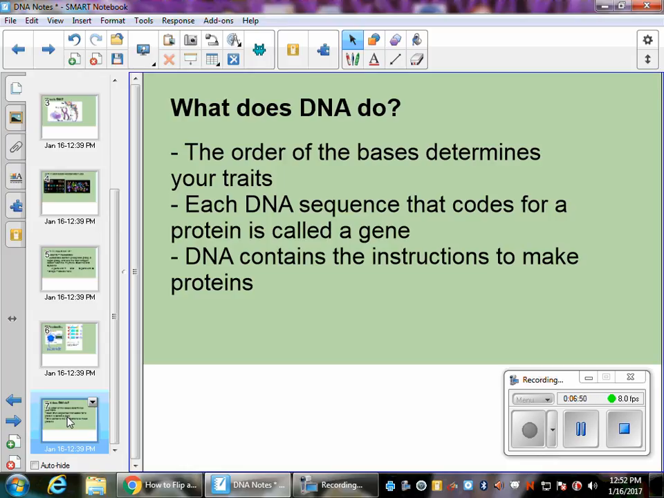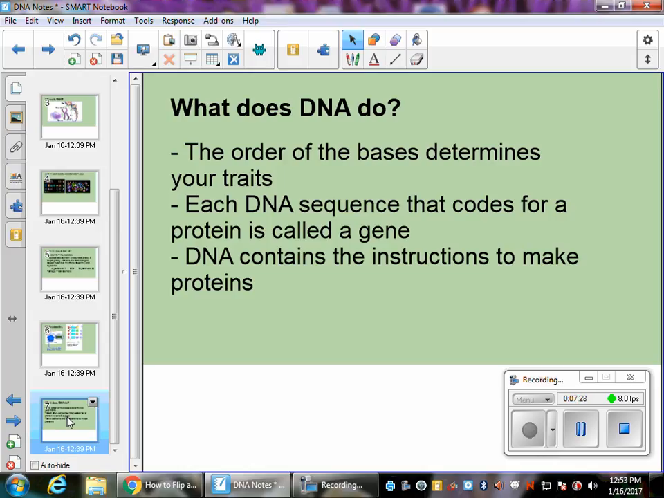So the order of those bases, your order of all your bases, is not the same as someone else. It's not the same between different organisms. It's not the same between different species. That different order is what makes you you. So each part of your DNA that codes for a protein, that tells your body to make a protein, is called a gene. So a gene is just a little piece of DNA, might be bigger, might be smaller, depending on the gene, that tells your body to make a specific protein. And based on all those proteins that get made, that makes you different from someone else.